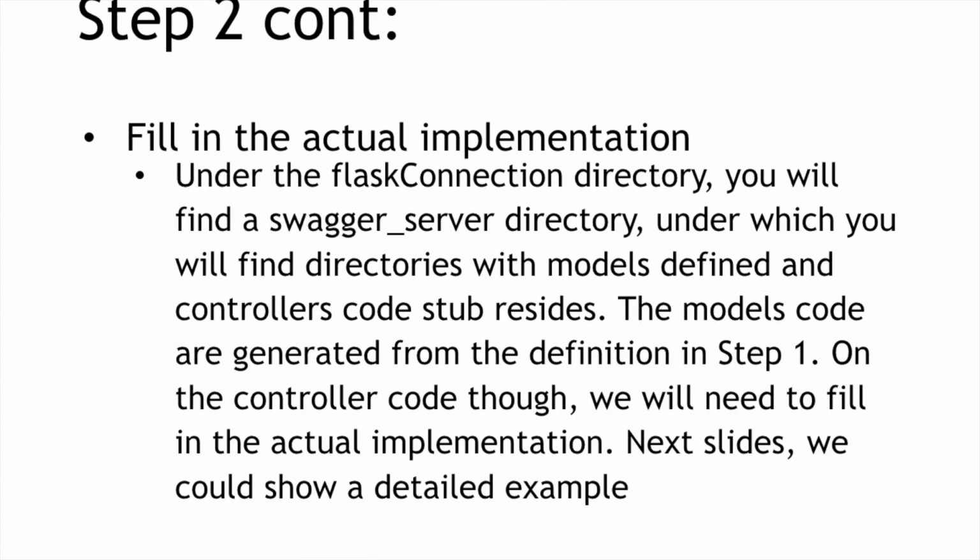In step 2, which is now the continuation, under the Flask connection directory, which we have specified as the output, we find a swagger_server directory under which you will find all directories with the models defined and controller stubs that have been generated by the code. The models are generated from the definition provided in step 1, where we gave you the YAML file. On the controller code, though, we will need to fill in the actual implementation as previously indicated, which we showcase to you in the next slide.